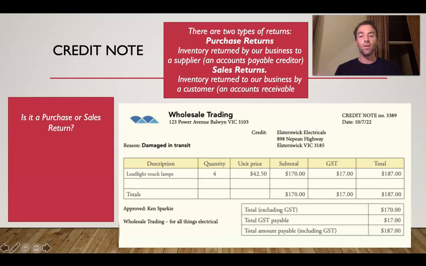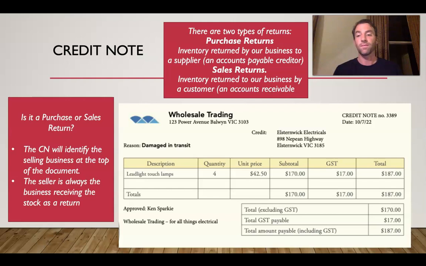What we don't know, and we know the amount that they were, and you can see that it was $42.50, so $170 each, but it's a little bit hard to know, is it a purchase return or a sales return? We become that detective again. The credit note will identify the selling business at the top of the document. Who is the business at the top of this document? Wholesale trading.